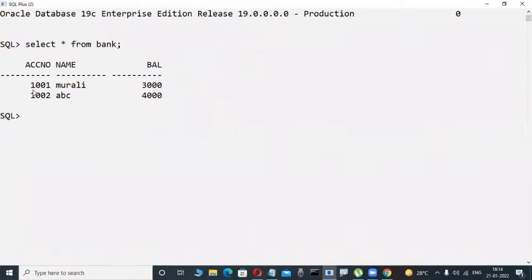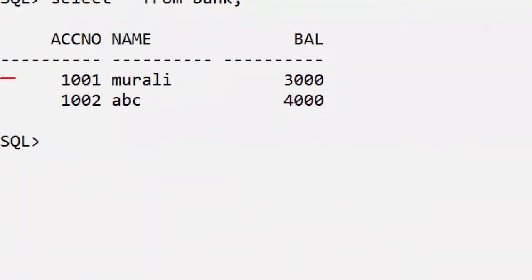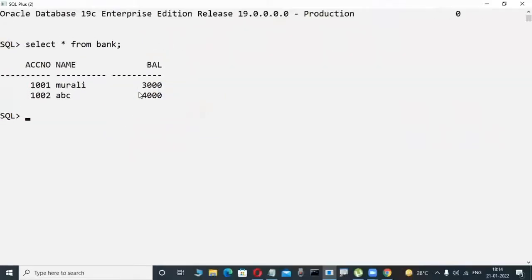Suppose this data, observe for one minute. 1001 is an account number. My name is Murali, and I'm an account holder. My balance is how much? 3,000. My balance is 3,000, for example. Now check out the scenario, slowly observe it here.